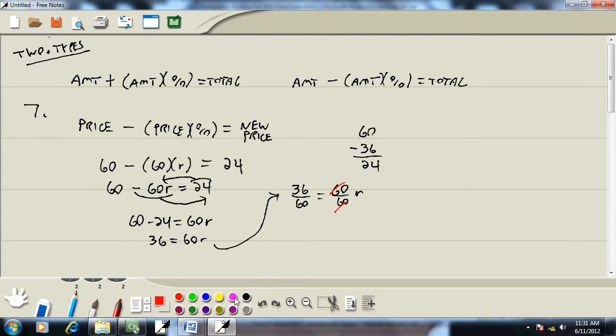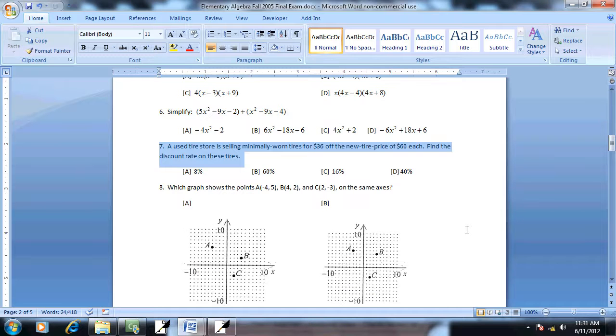Now the 60s cancel. And those are divisible by 12, I think. Let me do 6 first, though. So 36 divided by 6 gives me 6. 60 divided by 6 gives me 10. The reason I did that is it's easier to work with. Because in decimal form, that would be 0.6 if I plugged it in my calculator. And to change that to percent form, we have to move the decimal two places to the right. So that would give us 60% as our R.